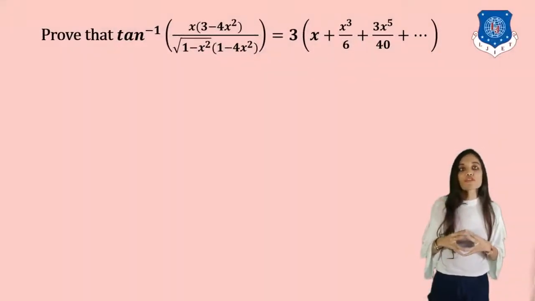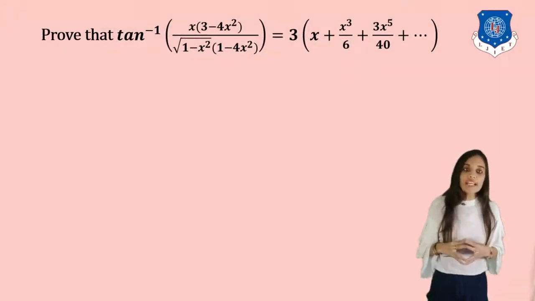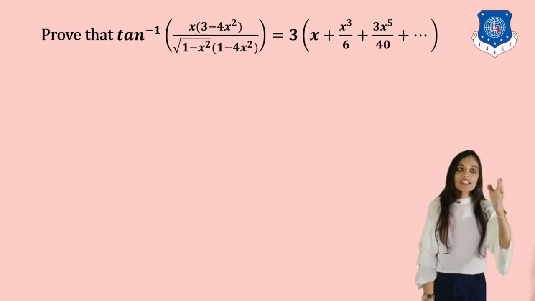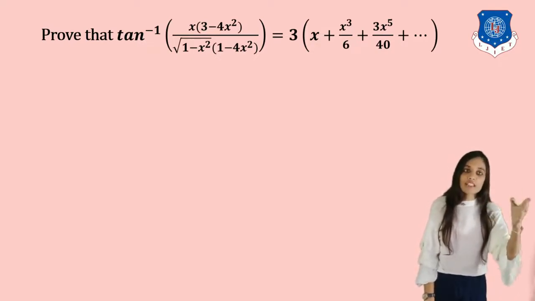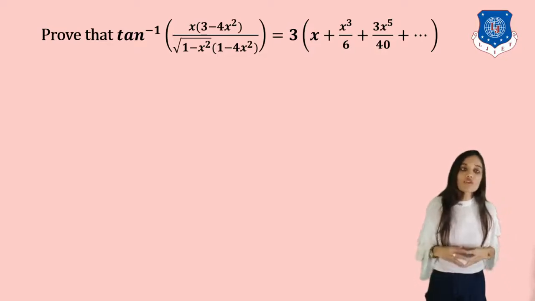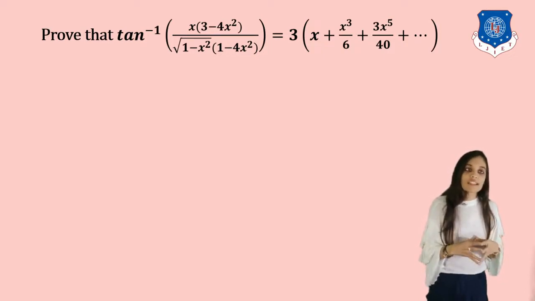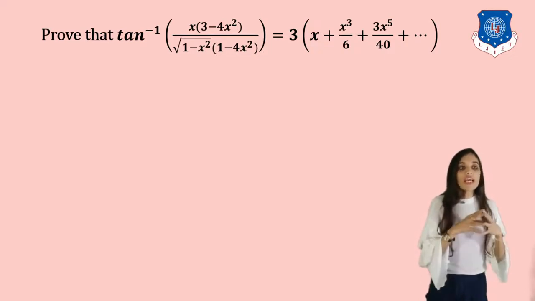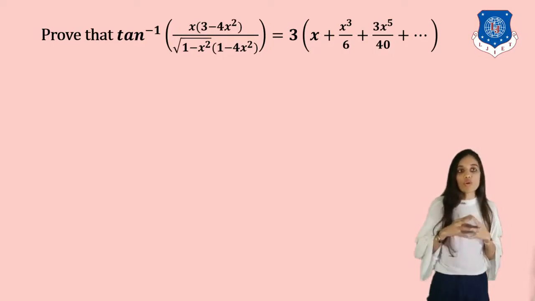So let's see our first example. Prove that tan inverse of x into (3 minus 4x square) upon square root of (1 minus x square) into (1 minus 4x square) is equal to 3 into (x plus x cube by 6 plus 3 upon 40 x raised to 5 plus and so on).